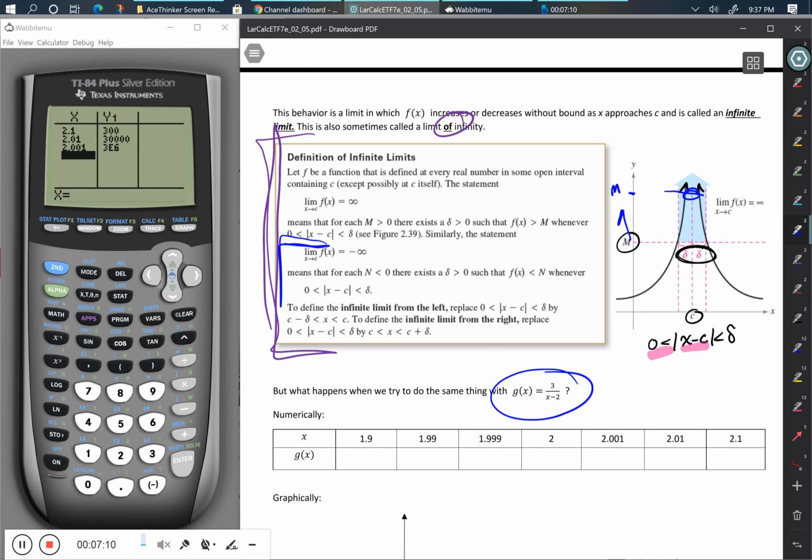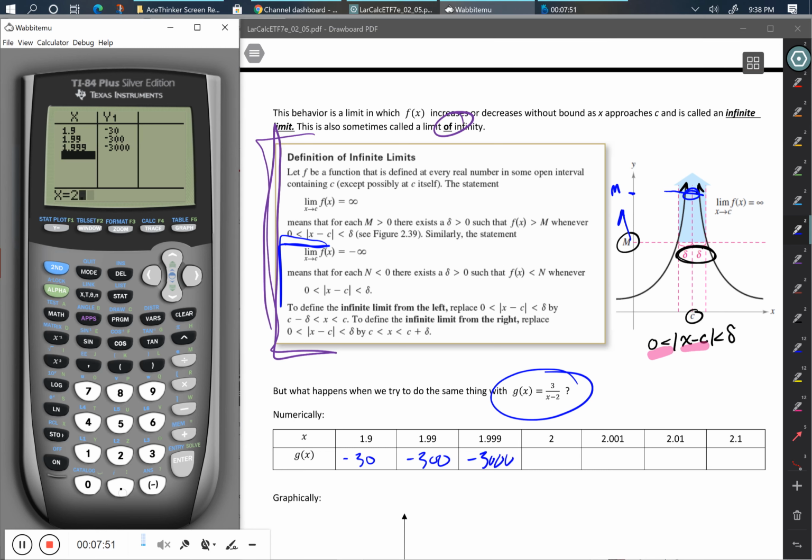But what's going to happen if we change our graph and we make a g of x equals 3 divided by x minus 2? What if we just go over here and delete this exponent? Now what's going to happen? So if I go to my table and I do 1.9, 1.99, 1.999. Now coming in from the left, I'm at negative 30, negative 300, negative 3,000. Looks like it's going down.